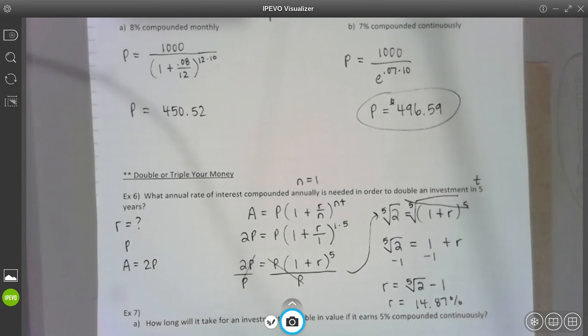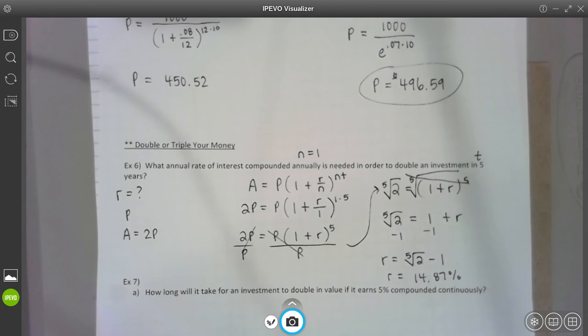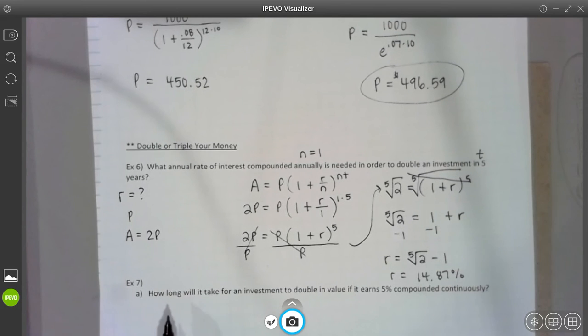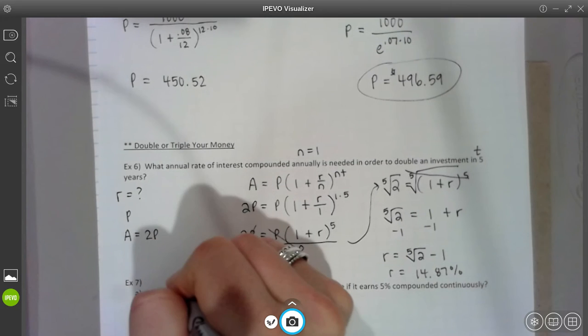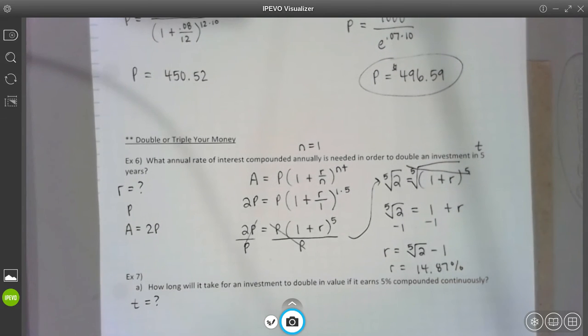All right, so look at example 7. It says, how long will it take for an investment to double in value if it earns 5% compounded continuously? So guys, this one's different. This one says how long. So now we're definitely finding time. So time will be the missing variable.